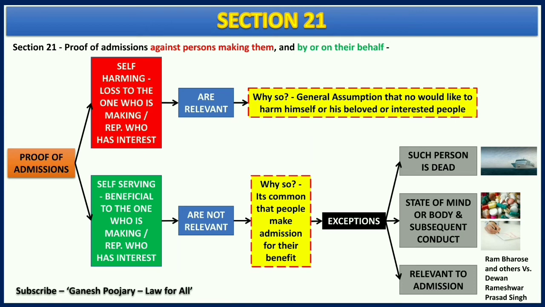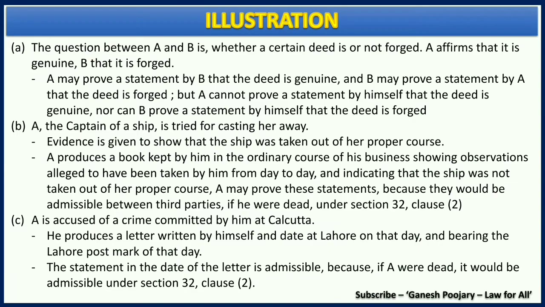Now let us try to understand one by one what are these three exceptions, starting with such person is dead. Now to explain this, I will take the help of an illustration of the captain of a ship. For that, we will go to that slide. We need to focus on illustration B, which discusses A, the captain of a ship, is tried for casting her away. Who is this her here?